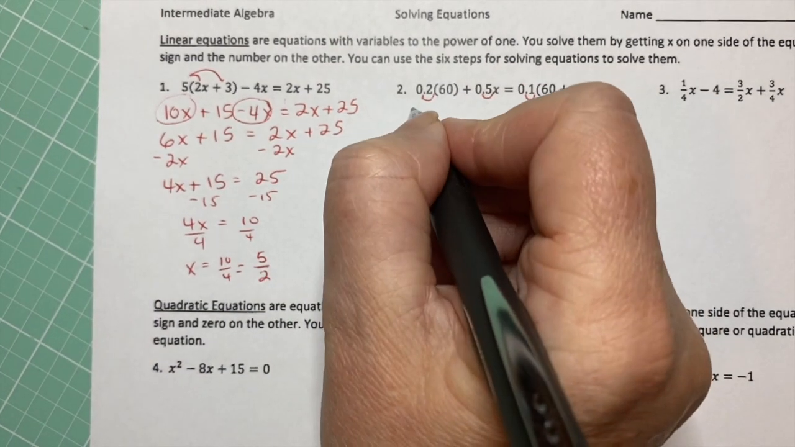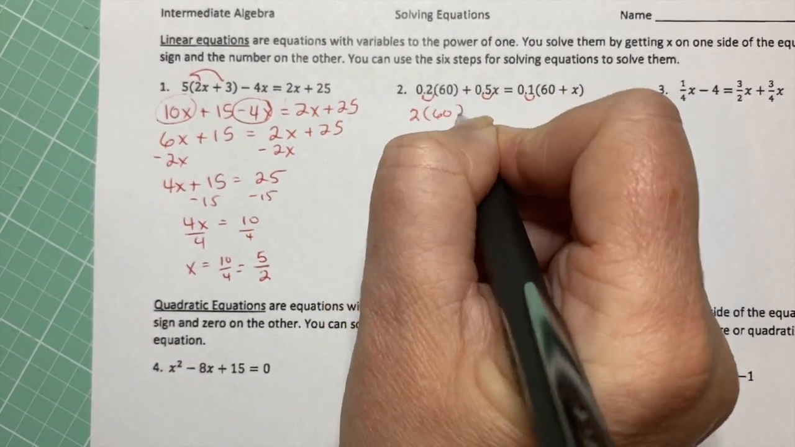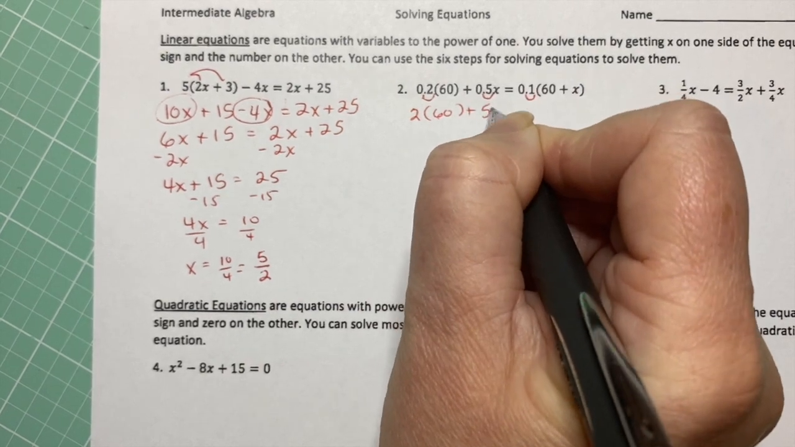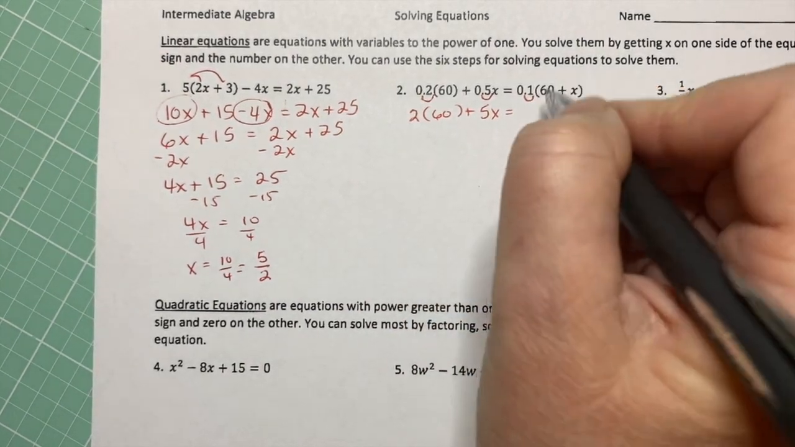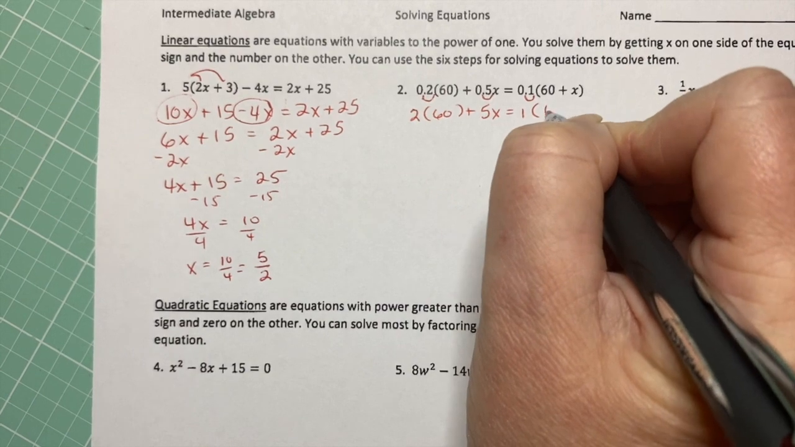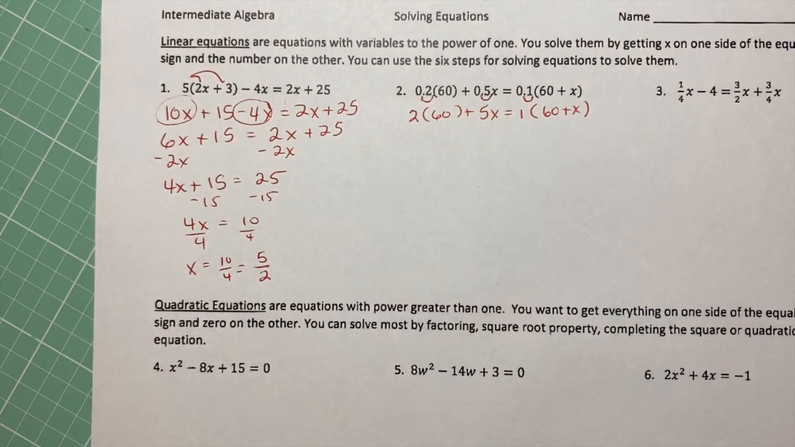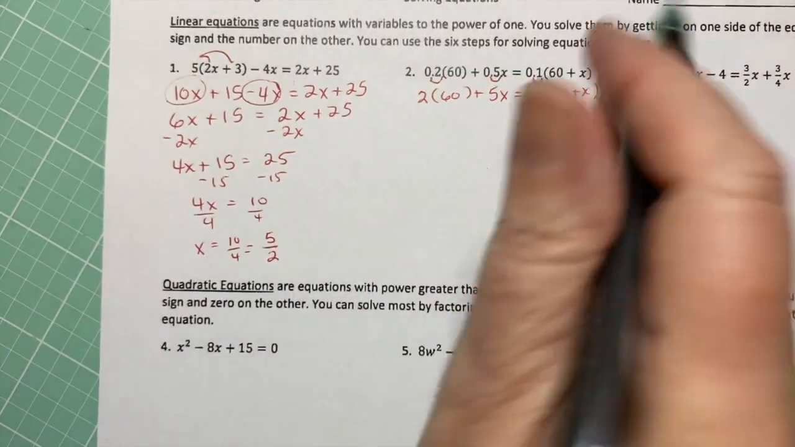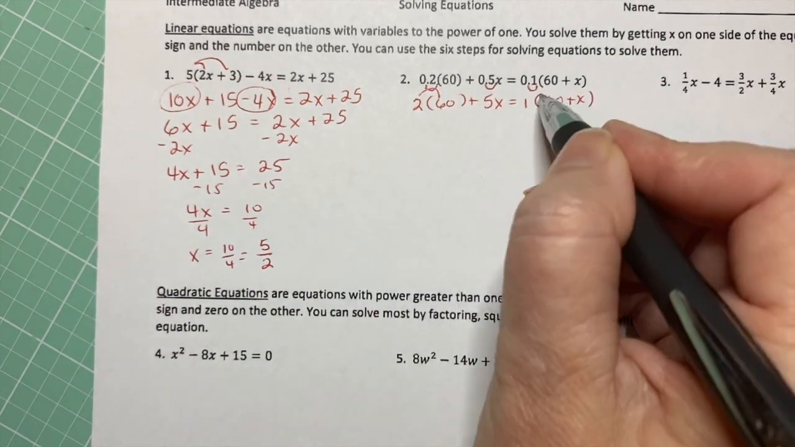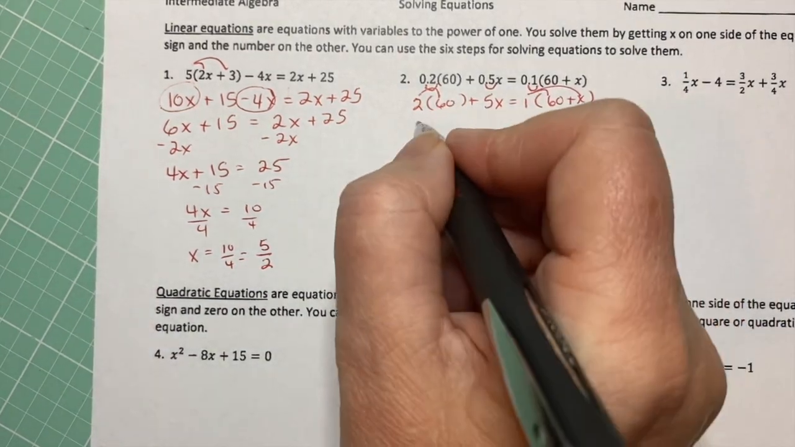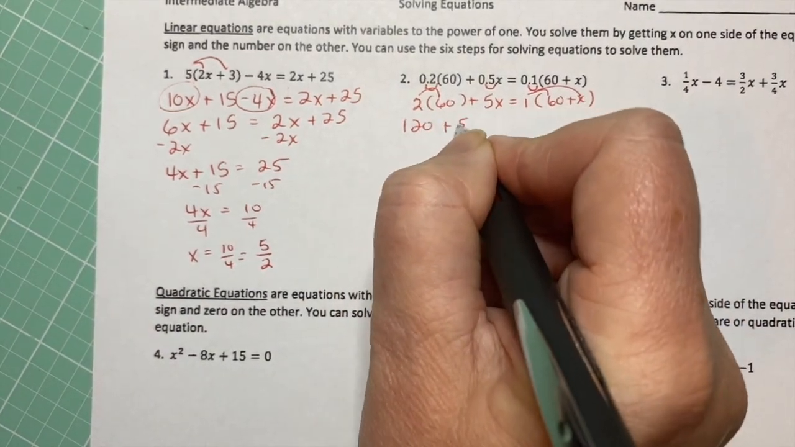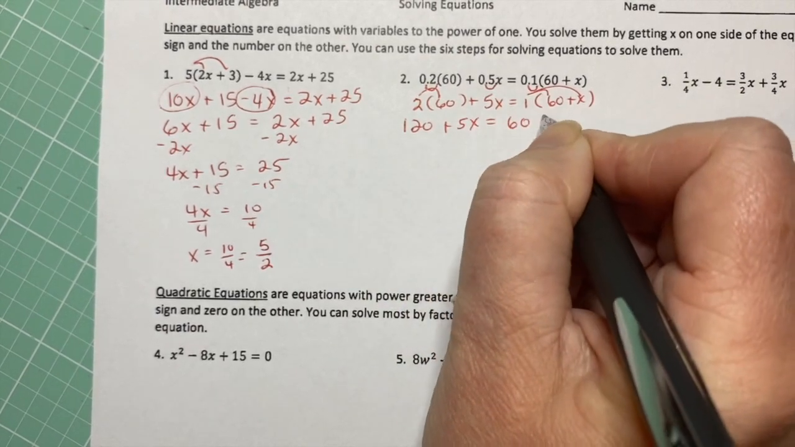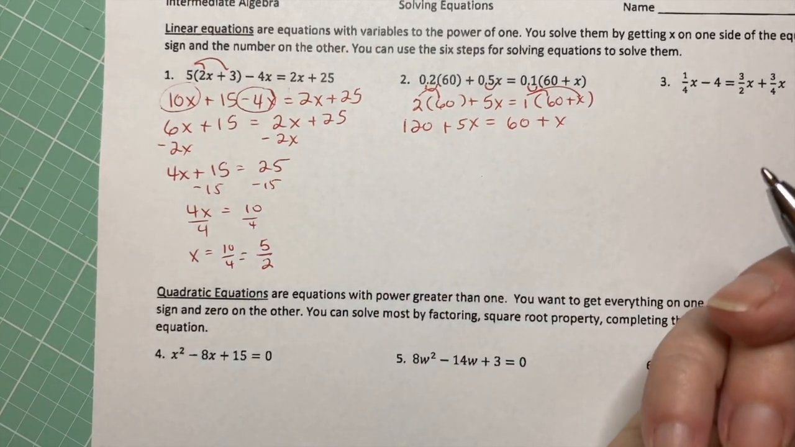So this 0.2 can become a regular 2 times 60. The 0.5 can become a regular 5x, and the 0.1 can just become a 1. So once you get rid of those decimals, it looks so much easier. So step 1, we got rid of our decimals. Step 2, we're going to get rid of our parentheses, so we're going to multiply here and we're going to distribute here. So this is 120 plus 5x equals 60 plus x.